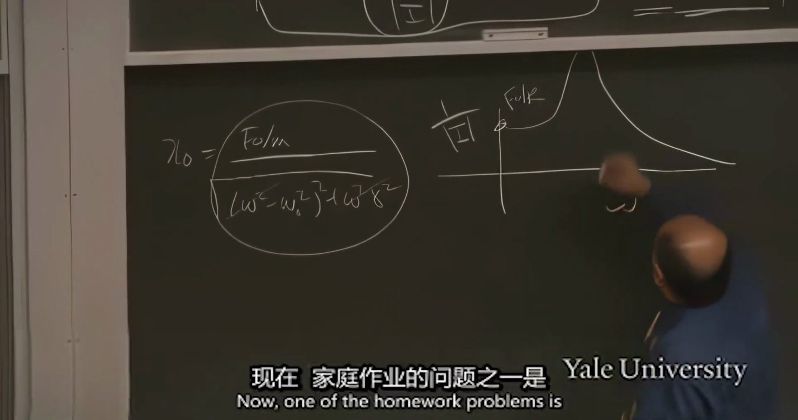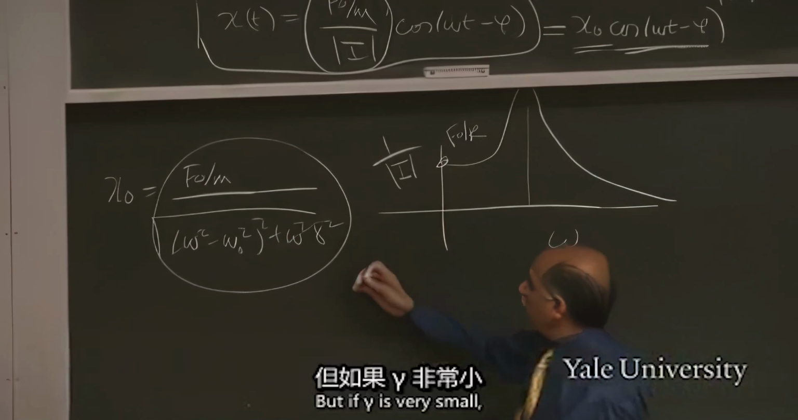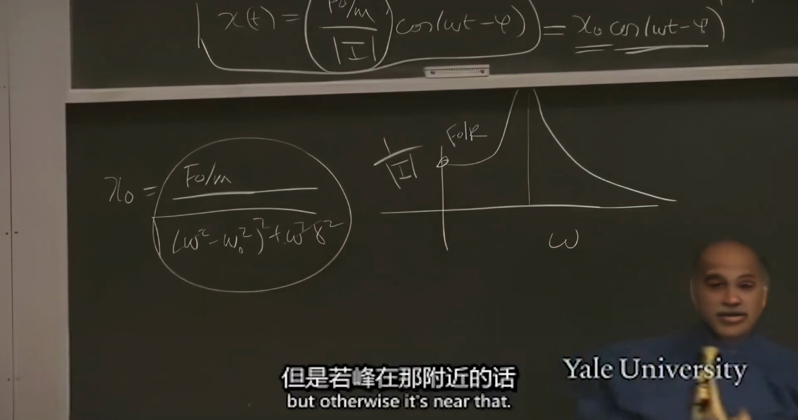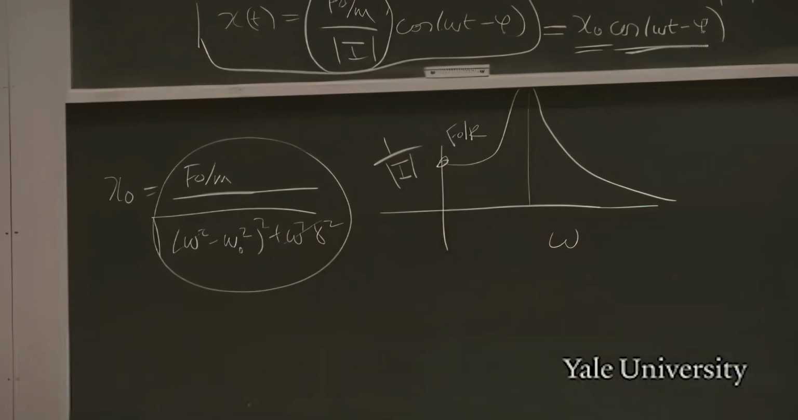Now, one of the homework problems is to find out exactly where it peaks. But if gamma is very small, you don't have to do much work to know it peaks at omega equal to omega naught, or otherwise near that. That's a phenomenon that's called resonance.